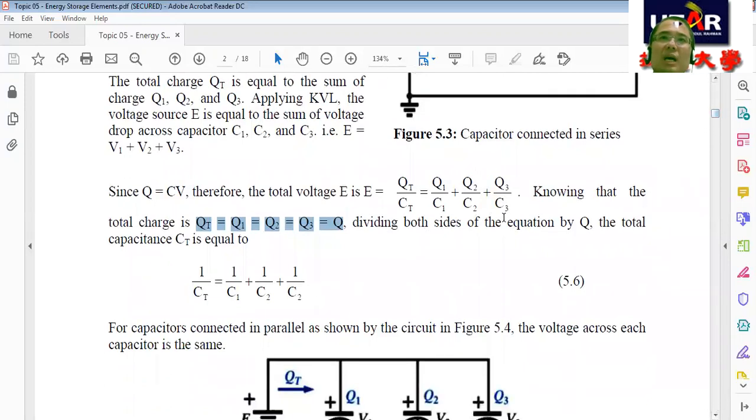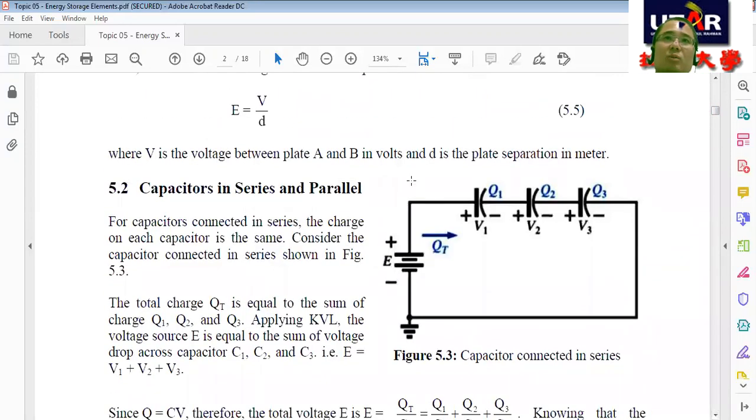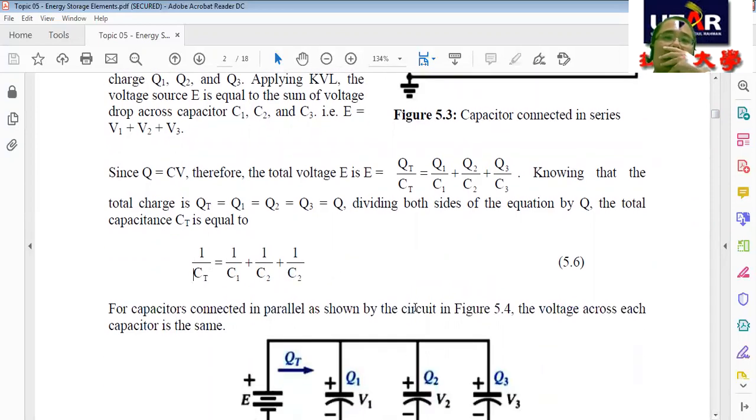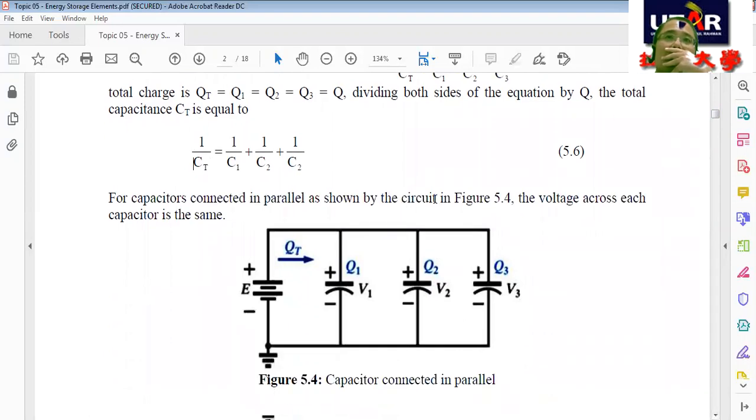Dividing both sides of the equation by Q, the total capacitance is given by 1 over CT equals 1 over C1 plus 1 over C2 plus 1 over C3. This is for capacitors connected in series. So in this diagram 5.3, the equivalent capacitance is given by this equation.